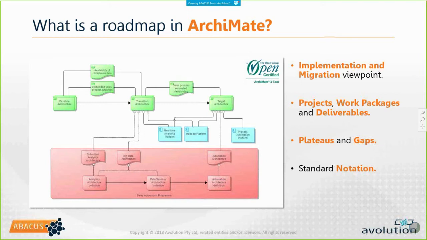And the green shapes at the top really represent the states of the architecture. These things are called plateaus. You can see we have a baseline architecture, we have a transition architecture, and we have a target architecture. And you can see that different architecture components are associated with different plateaus, meaning basically these things will be operational at that point in time.